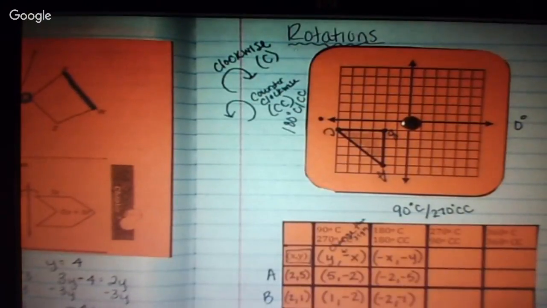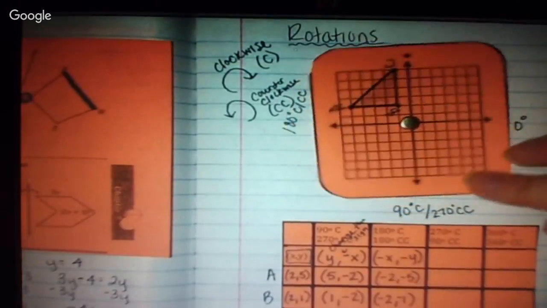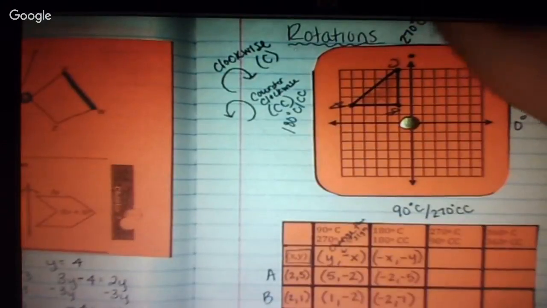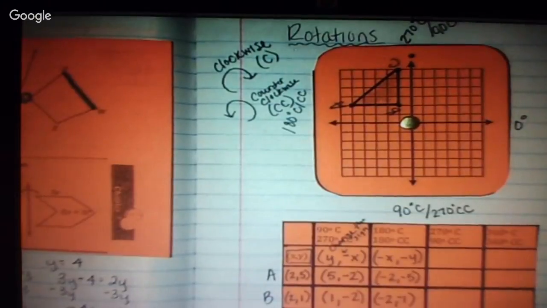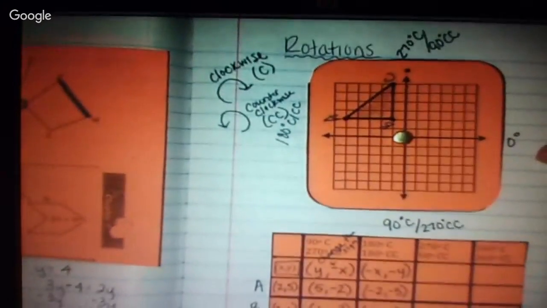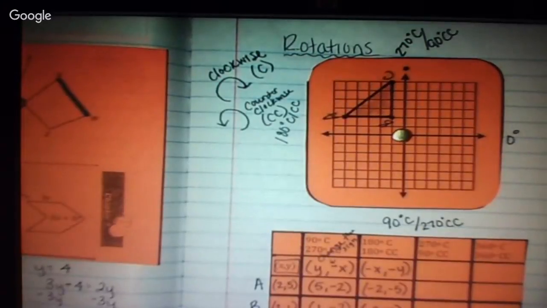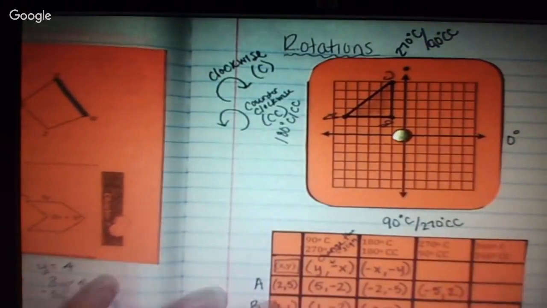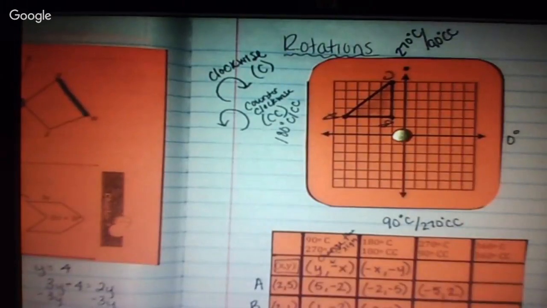We need to go one more rotation to 270. So now we're up in the air. This is 270 clockwise, which is the same thing as 90 counterclockwise. Where is A now? Negative 5, comma 2. Where is B? Negative 1 and 2.